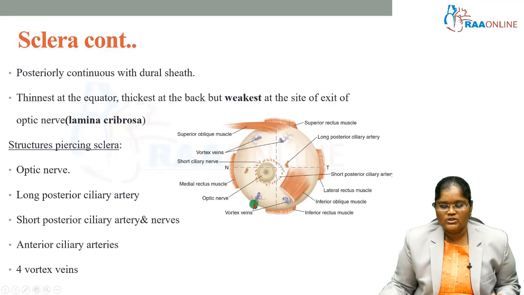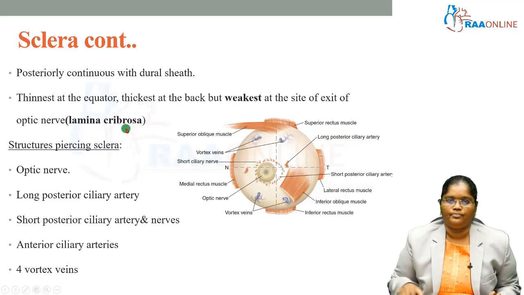Posteriorly, this is the posterior view of the sclera where you can see the 4 quadrants. Posteriorly, this sclera continues with the dural sheath of the optic nerve. The sclera thickness is thinnest at the equator. Since the eyeball is like a ball, it is thinnest at the equator, it is thickest at the back, but it is weakest at the site of exit of the optic nerve. That portion of the sclera is called lamina cribrosa, because this layer has so many openings through which neurovascular structures enter the eyeball.